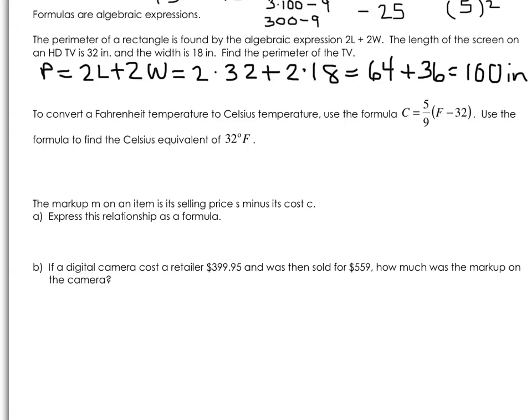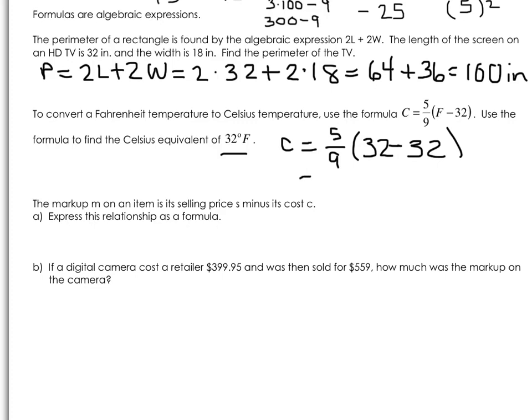Inches. 100 inches. To convert a Fahrenheit temperature to Celsius temperature, use the formula C equals 5/9 times the quantity F minus 32. Use the formula to find the Celsius equivalent to 32 degrees Fahrenheit. So we want to substitute 32 in place of F. So C is 5/9 times 32 minus 32.